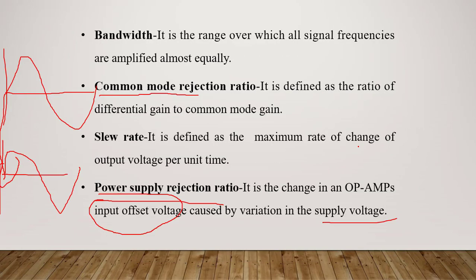Once again I will tell you what offset voltage means. When you apply common mode, the output does not become exactly 0. A small voltage lies on that. That voltage is known as offset voltage. It purely depends upon your supply voltage, plus VCC and minus VEE. If the supply voltage is more, this offset voltage is also more. If the supply voltage is less, this offset voltage is also less. This is known as power supply rejection ratio, PSRR.